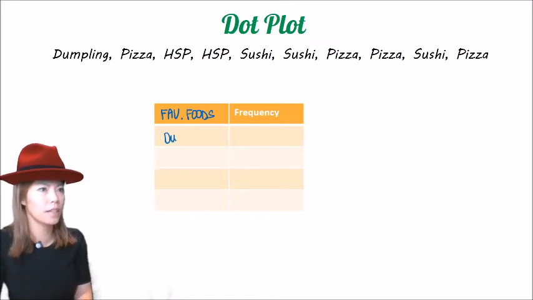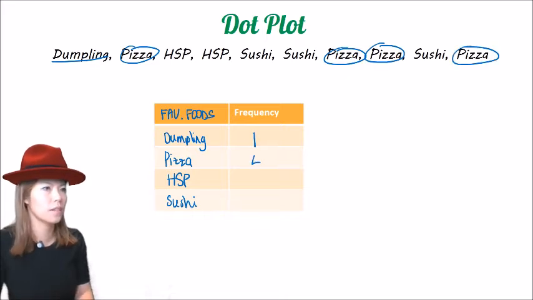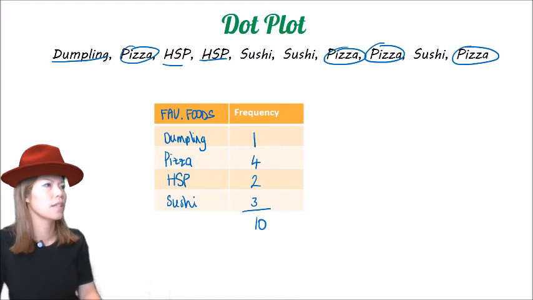So we have dumpling, we have pizza, we're just going from left to right, no particular order, HSP, and the next thing we can see is sushi. We're going to count. There is only one dumpling. There are 1, 2, 3, 4 pizzas. There are 1, 2 HSP, and 3 sushis. And we always check by adding it all together. There are 10 values there, there are 10 values there, so we're good.